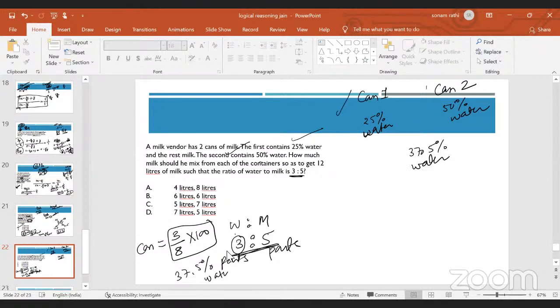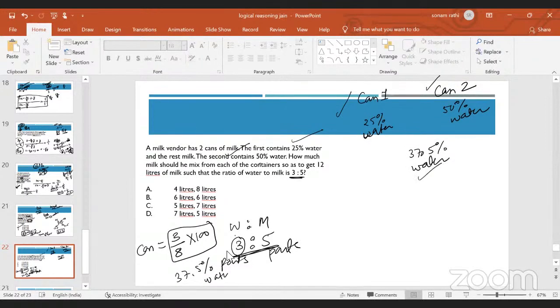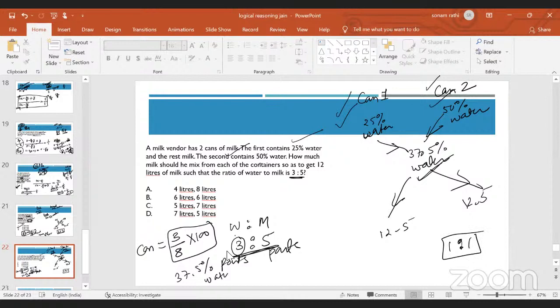Price 1, price 2, resultant price. Concentration 1, concentration 2, resultant concentration. Diagonally subtract. You will get 12.5, 12.5. 1:1. Correct? Total, how much do you want to get? Total quantity 12 liters. 12 liters in 1:1 ratio. So it means 6 liters and 6 liters.